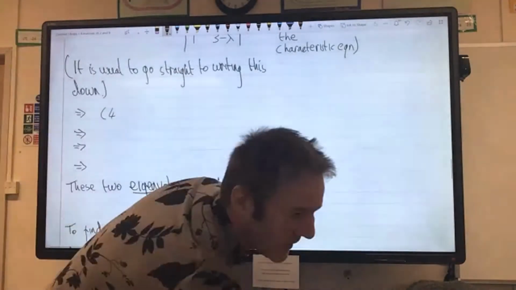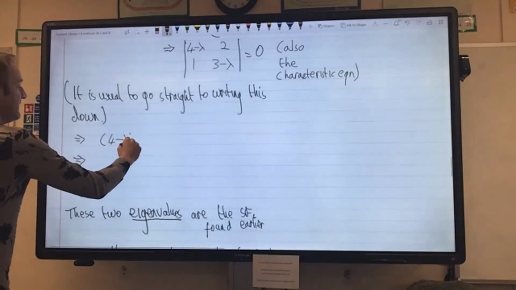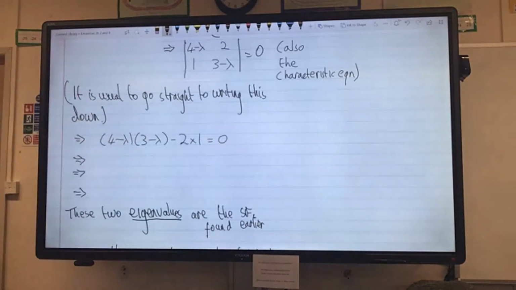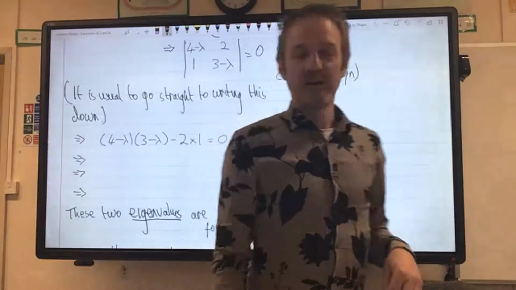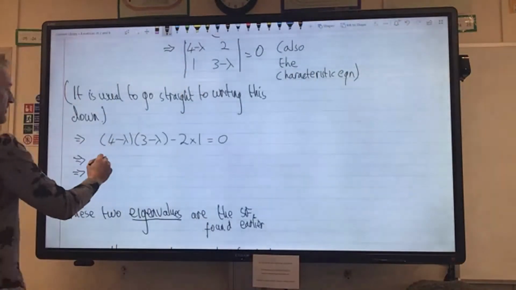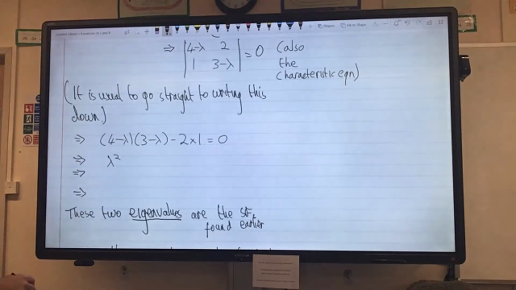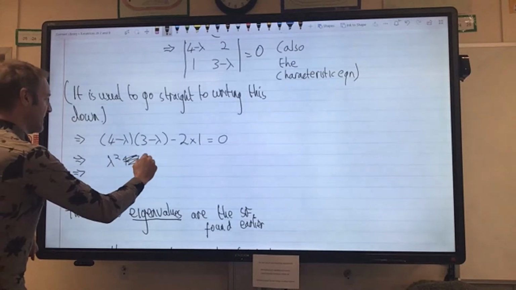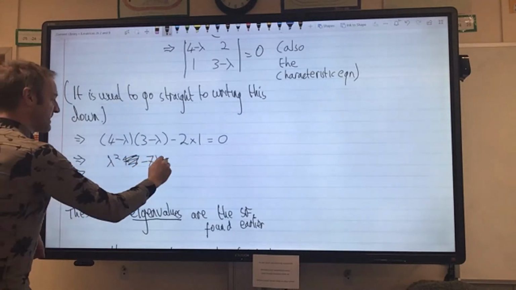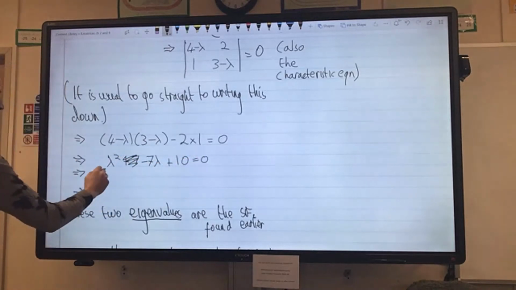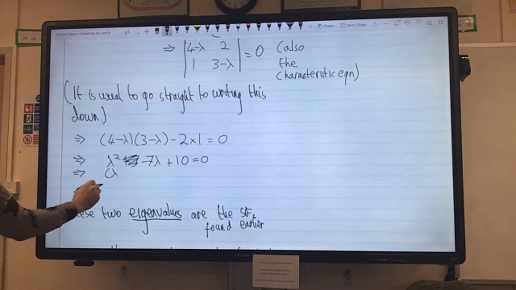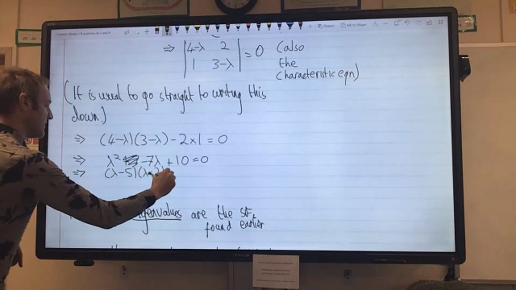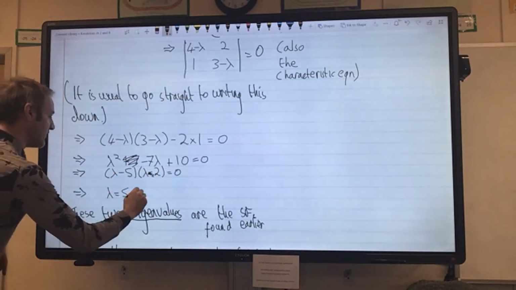Okay, so we're going to solve our characteristic equation, and we're only doing a 2 by 2 for this. So look, our characteristic equation becomes a polynomial in lambda, which might not be what we were expecting. We're suddenly going to find lambda squared minus 7 lambda plus 12 minus 2 and plus 10 equals 0. And so we get lambda minus 5, lambda minus 2 equals 0. So we get lambda equals 5 or lambda equals 2.